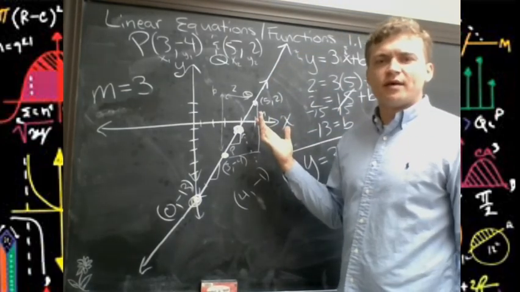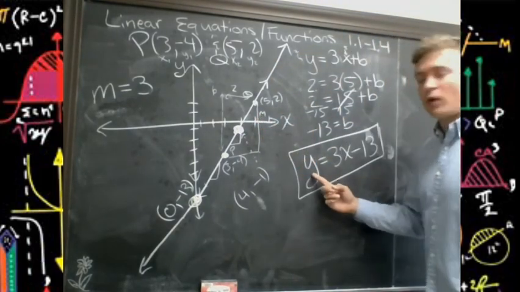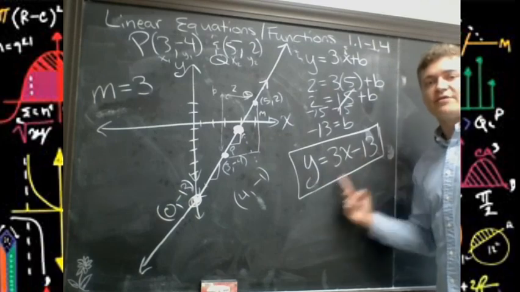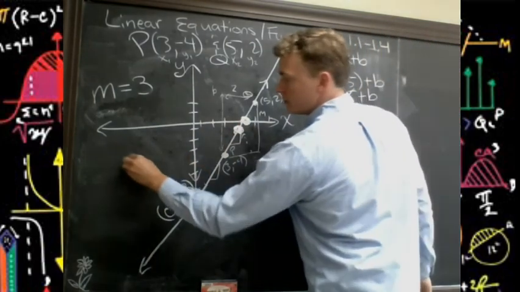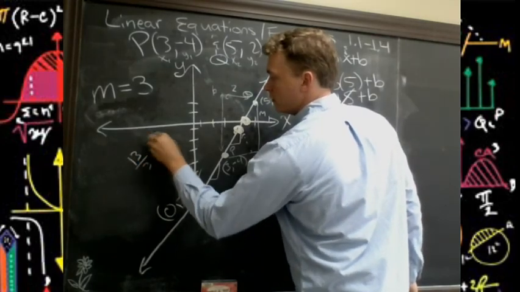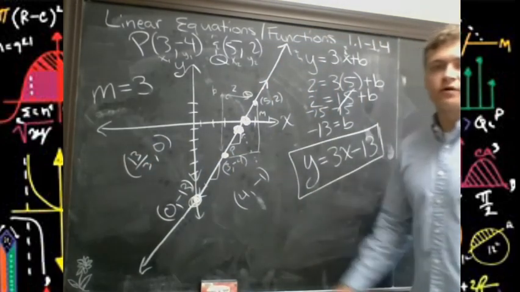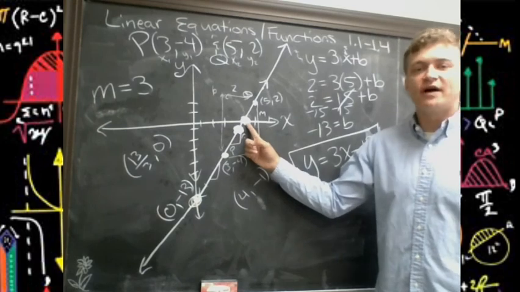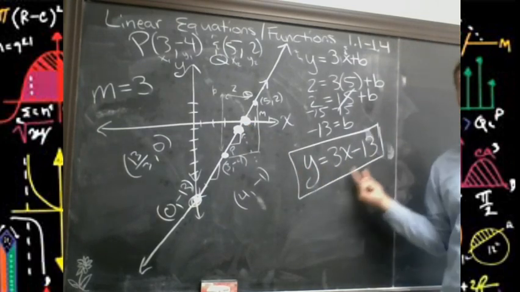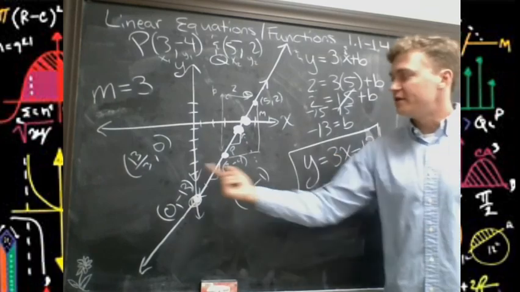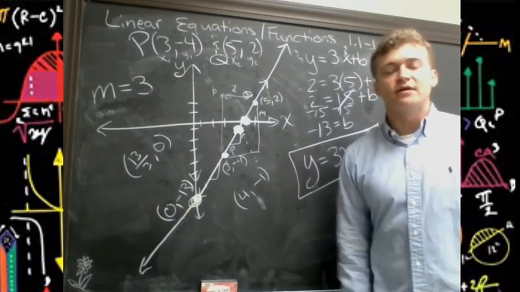Well, what's our x-intercept? To find the x-intercept, set y equal to 0, and solve. Add the 13, divide by 3. We have our x-intercept as well. Again, how do you find the x-intercept? Set y equal to 0, solve for x. Add the 13, divide by 3, 13 over 3. That is our x coordinate.